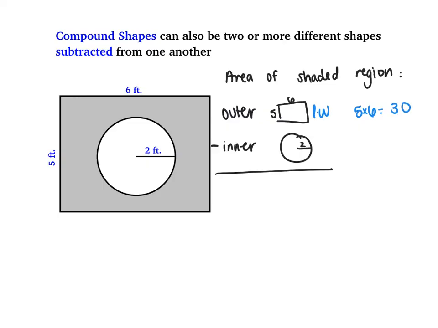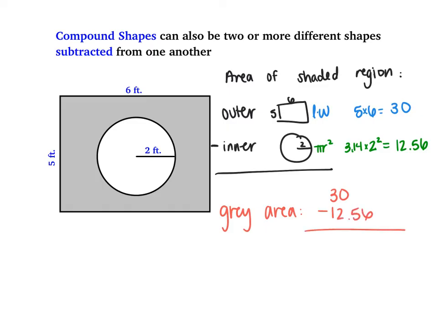I have a full circle, so pi r squared would be 3.14 times 2 squared. And that gets me 12.56. So the area of just the gray, or it'll be called the shaded region, will come from 30 minus the 12.56. So the rectangle with that circle taken out of it. So the area of the gray region would be 17.44, and here my units are feet squared.